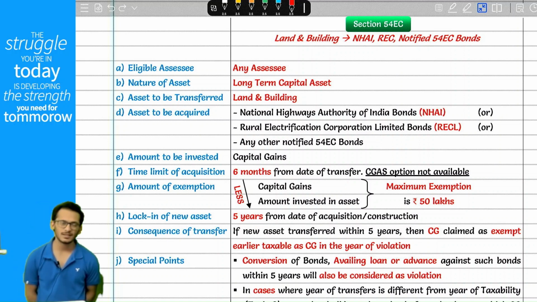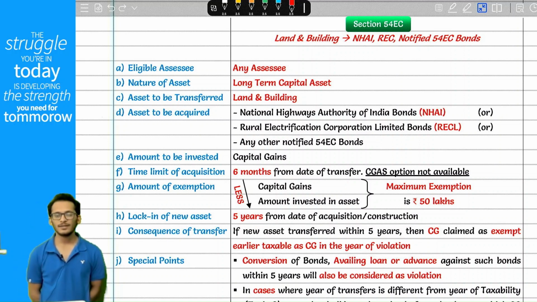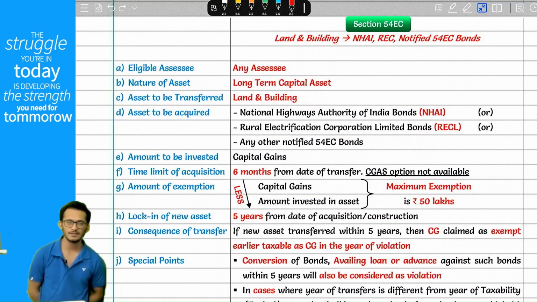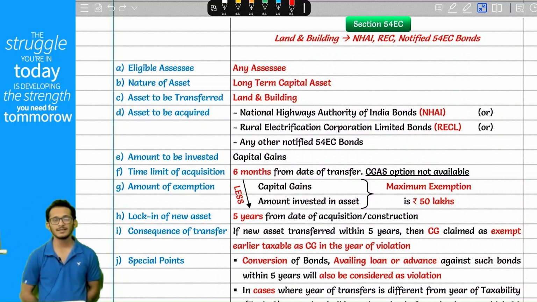How much should you invest? You should invest your capital gains in this. By when should you invest? You should invest within 6 months from the date of transfer. How much can I invest? You can only invest a maximum of 50 lakhs for all assets covered in a single financial year.